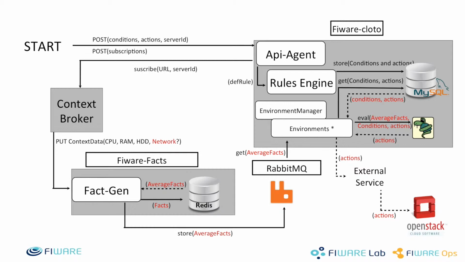It generates an average with the amount of facts defined in the tenant window size. This component throws a message with the average to a queue of RabbitMQ. On the other side, FIWARE Cloto will get the average from Rabbit with its environment generated by the environment manager, one per existing tenant. Each tenant is evaluated by its own environment, taking only facts owned by itself.